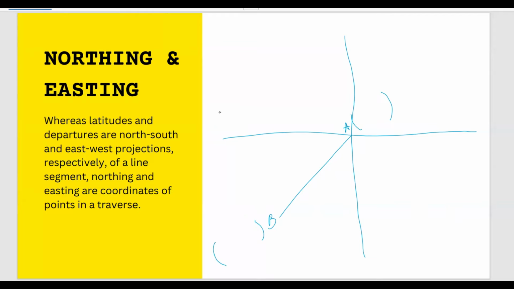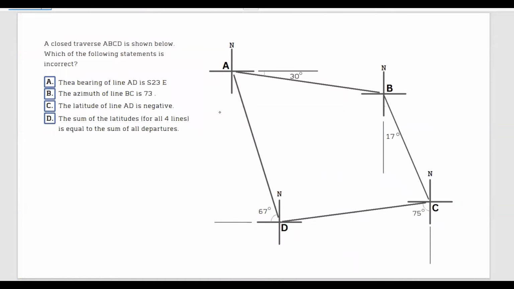So let's go ahead and do that. A closed traverse ABCD is shown below. Which of the following statements is incorrect? So pay attention to that. We are asked which one is incorrect. A, there's a typo here. The bearing of line AD is south 23 degrees east. So let's locate line AD. Here is A and here is D. So this is our line, and we're told that the bearing of line AD is south 23 east.